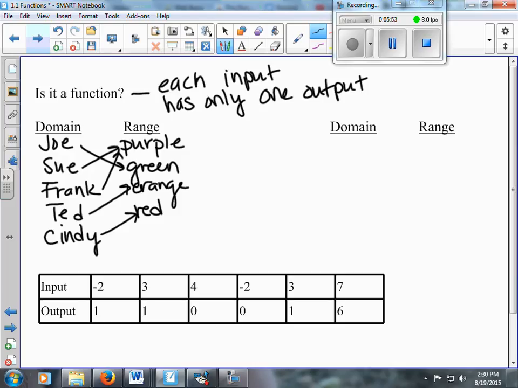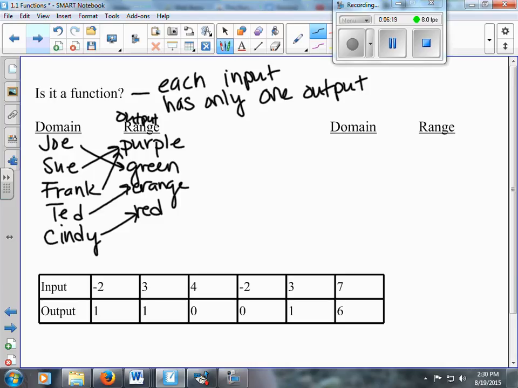All right, is this a function? Well, you have to say, does each input have only one output? And in this case, yes, it does, right? Everybody has only one favorite color. Now, purple is more than one person's favorite color, but these are the outputs. And it's okay to have more than one input for an output. You just can't have more than one output for an input.